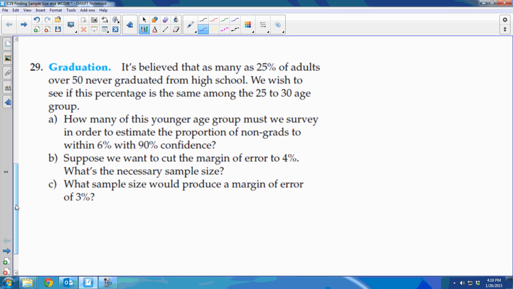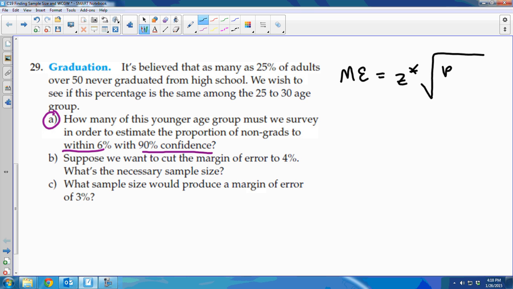It's believed that as many as 25% of adults over 50 never graduated from high school. We wish to see if this percentage is the same among the 25 to 30 age group. So in part A, it says how many of this younger age group must we survey in order to estimate the proportion of non-grads to within 6% with 90% confidence. Well, again, we know the margin of error is equal to our critical value times the standard error. I know my margin of error. That's what they told me, within 6%, so 0.06. They told me 90% confidence.